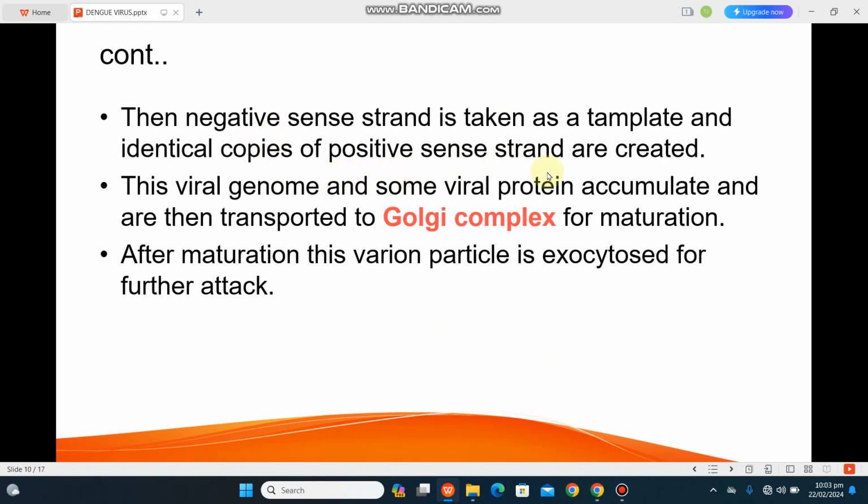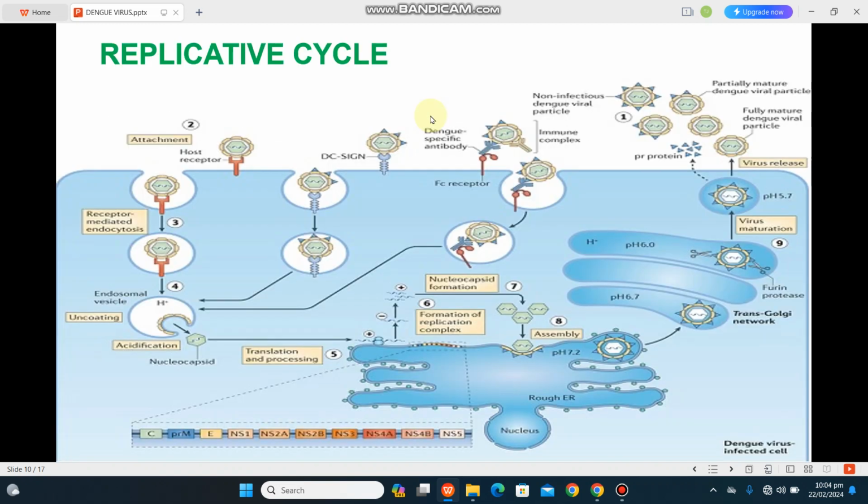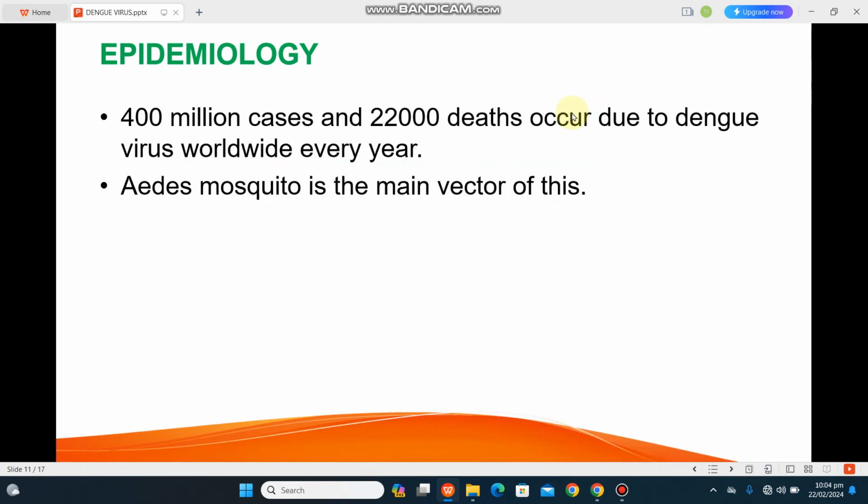After multiple copies of the genome of dengue virus are formed, the viral genome and some viral proteins migrate toward the Golgi complex for maturation. There is a specific pH that is involved in the maturation of these virion particles, and then after maturation this is exocytosed. You can see here that this is the entry, and then the uncoating, and this is the translation process of the genome of the virus, and then it is again the fusion in the RER, then the Golgi complex, and then exocytosis of the matured virions.